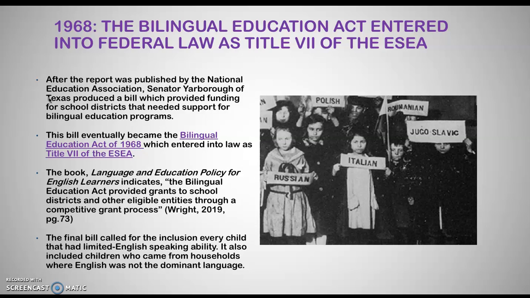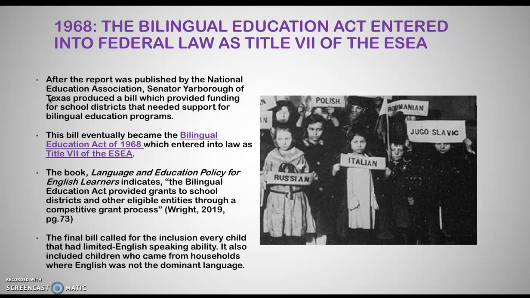So moving on into 1968, the Bilingual Education Act entered into federal law as Title VII of the ESEA. After the report was published by the National Education Association, Senator Yarborough of Texas produced a bill which provided funding for school districts that needed support for bilingual education programs. This bill eventually became the Bilingual Education Act of 1968, which entered into law as Title VII of the ESEA.